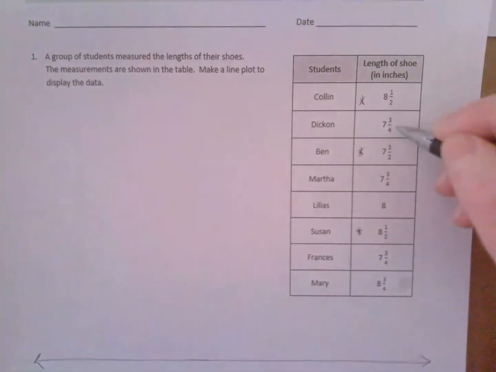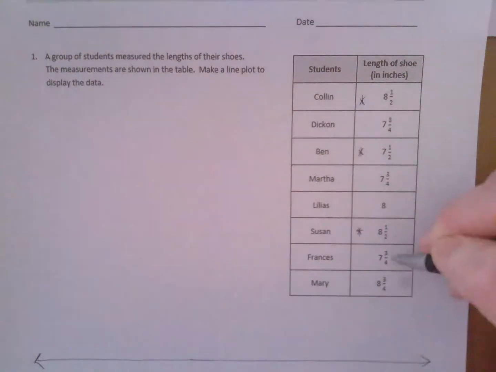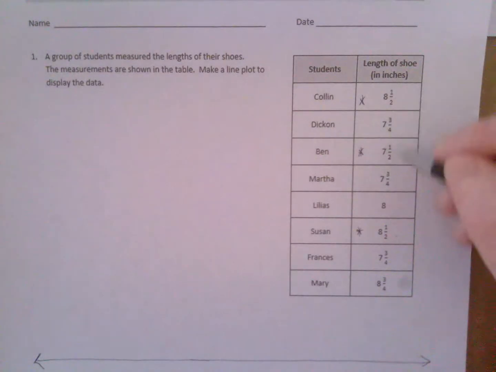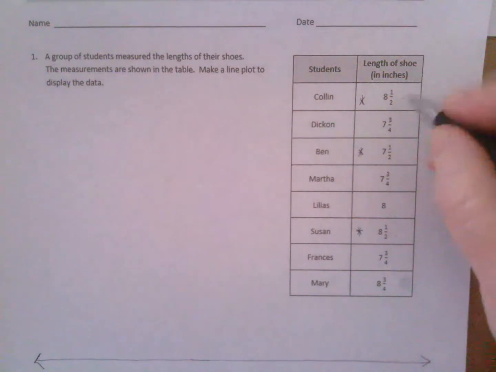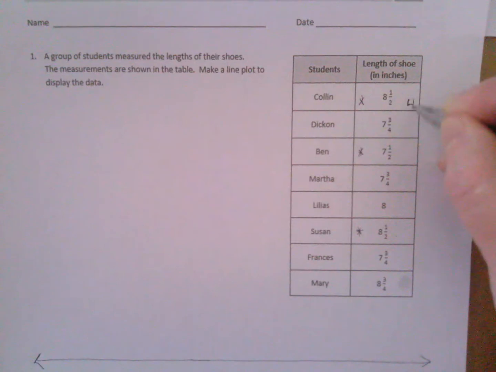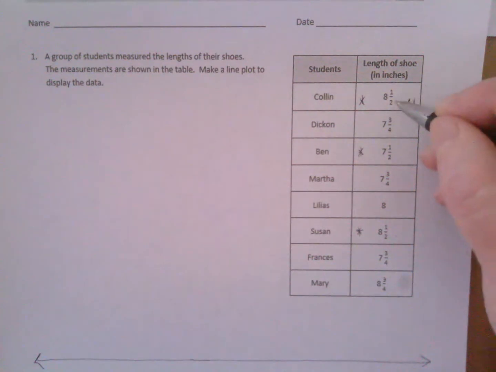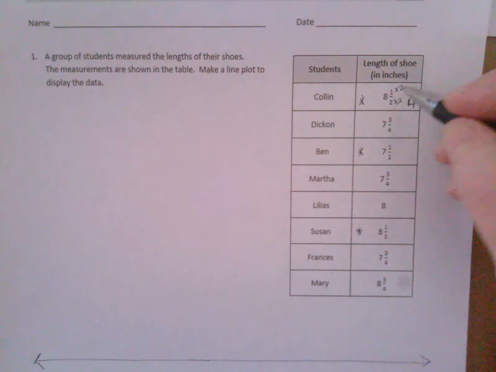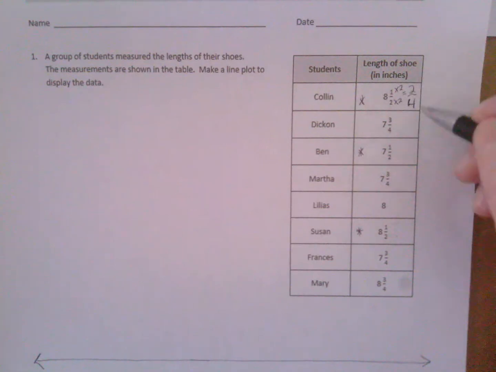So since I want a common denominator for all of these, since all of them except those three end in quarters, I'm going to change them into quarters. And I do that by finding the common denominator. So for 1/2, in order to change it to a quarter, I need to figure out what I multiplied 2 by to get to 4. Well, I multiply that by 2, and the rule says whatever you do to the bottom, you do to the top. So 1 times 2 is 2. So 8.5 is the same thing as 8 2/4.